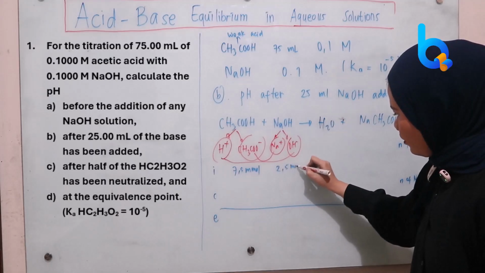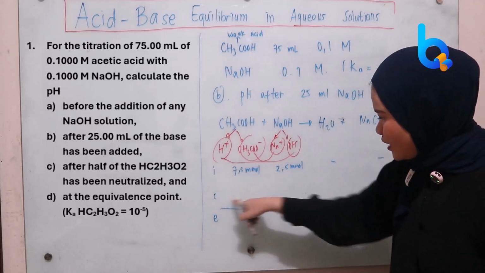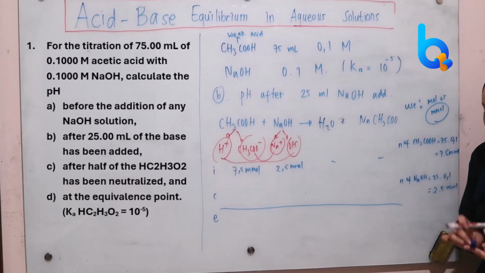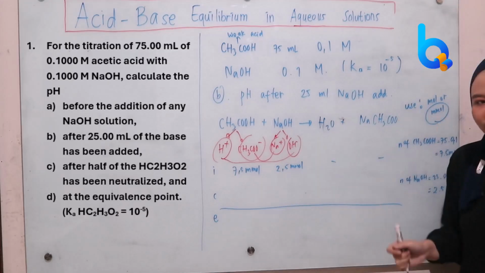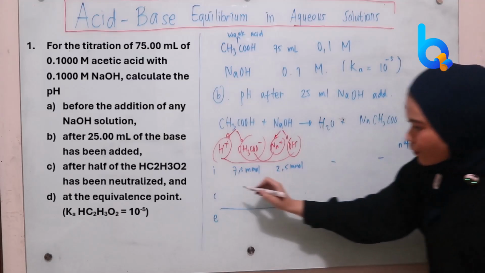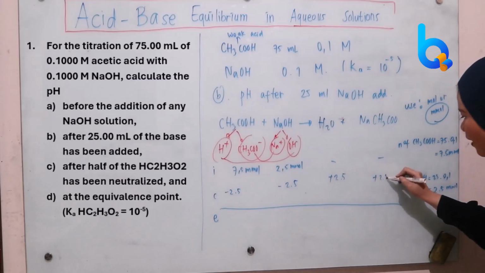2.5 millimole. Okay, in the initial, the product hasn't been formed. This is the tricky part. In the change, we have to look at the two values and take the lower value. So the lower from 7.5 to 2.5 is 2.5. So we put minus 2.5, minus 2.5, plus 2.5, plus 2.5.